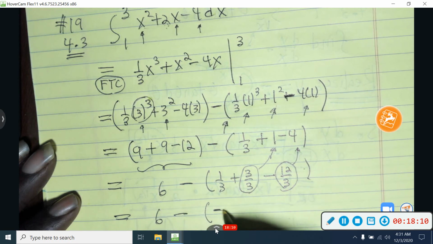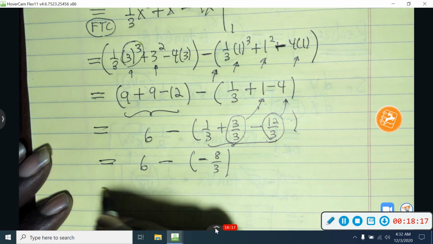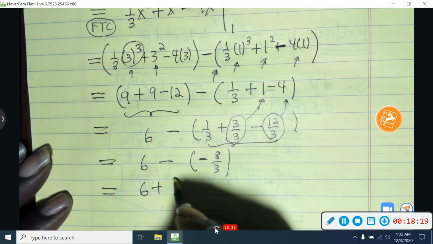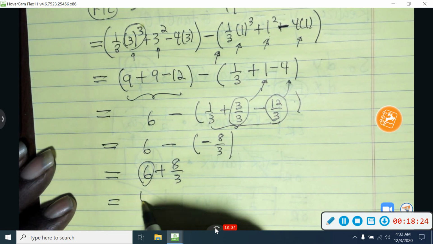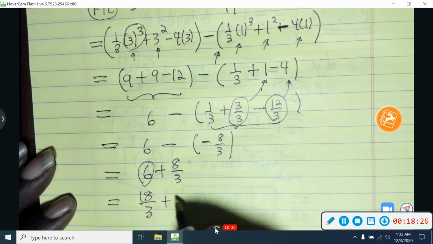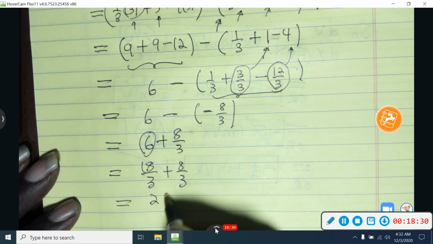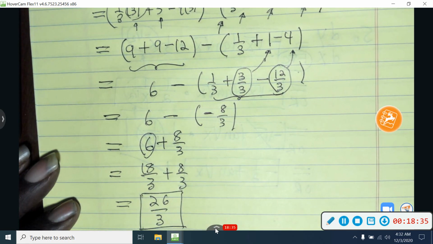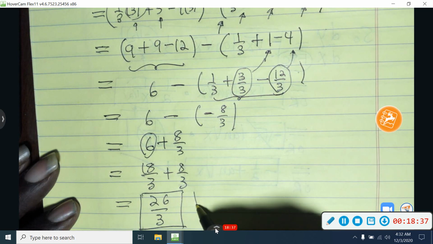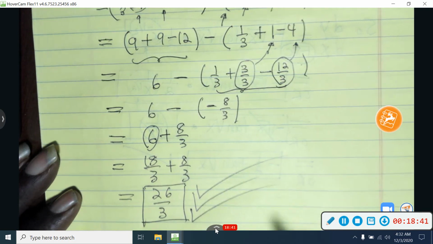Be careful. This all adds up to minus 8 over 3. The double minus makes a plus, baby. 6 plus 8 over 3. Write this in thirds. It's 18 thirds. And 8 thirds. And finally, you get 26 thirds. And now my favorite part. That's what you see in the back of the book.